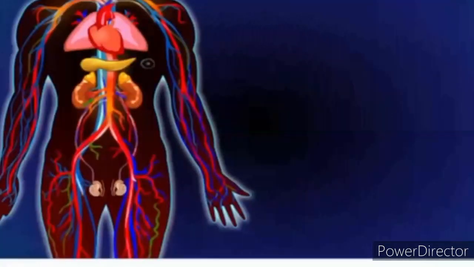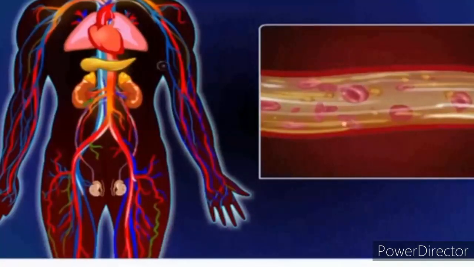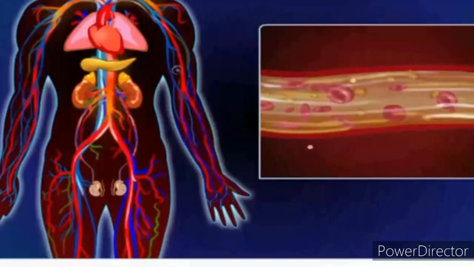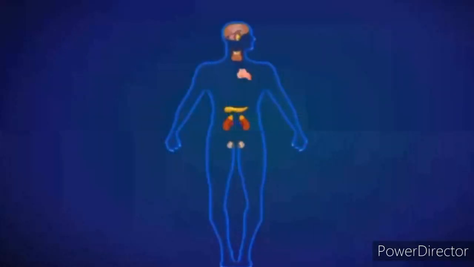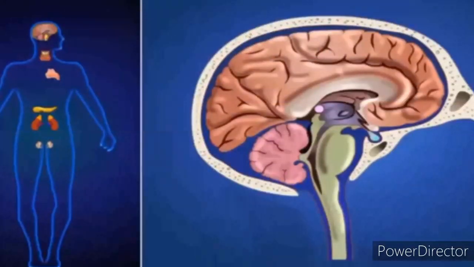The endocrine system consists of glands called ductless glands because they empty their secretions directly into the blood. Hormones play a crucial role in the control and coordination of the body. Let's take a look at the general characteristics of hormones.